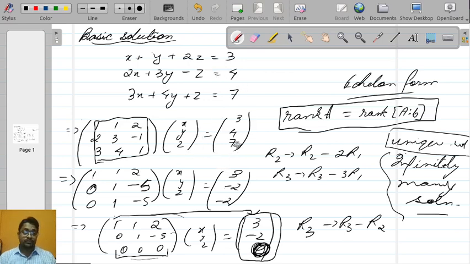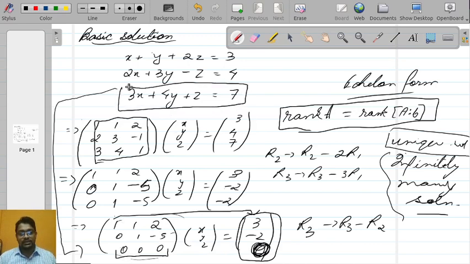For infinitely many solutions, there are infinitely many sets of x, y, z which satisfy all these equations. But here you see, the rank of the coefficient matrix is less than the number of equations. The third equation ultimately reduces to 0, so actually the third equation here is redundant. If the rank of the matrix is less than the number of equations, then the remaining equations are redundant, meaning they are not necessary.